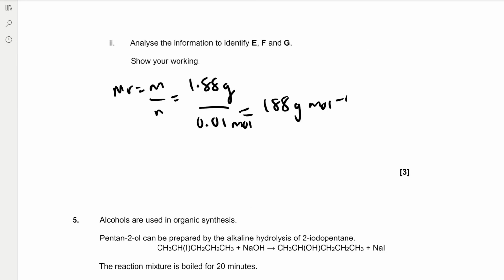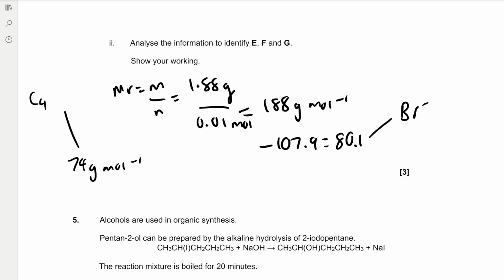And then the Ar of silver is 107.9. So if we subtract that from 188, that gives us 80.1, which is close to the Ar of bromine, which is 79.9. So the halide must be Br-. Then we can identify F by its molar mass, which is 74 grams per mole. And we know that it's got to be an alcohol with a chiral carbon. So if we say that we've got 4 carbons, if we multiply that by 12, that gives us 48. And then for the alcohol group, you're going to have 17 because oxygen is 16 and hydrogen is 1. So that leaves you with 9. Molecular formula must be C4H9OH.